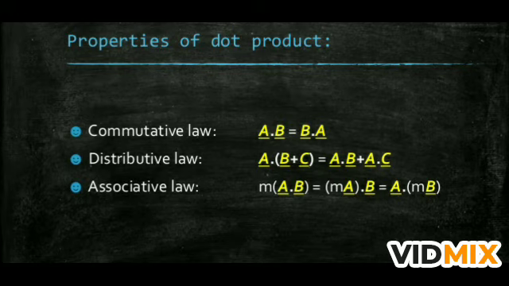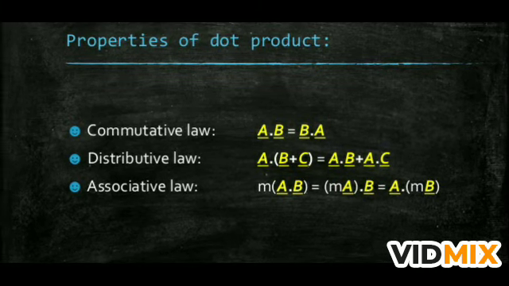And associative law, m is any value, m(A dot B) is equal to (mA) dot B or A dot (mB). Means as you multiply the numbers 4 into 5 into 2, you are getting 40. If you multiply 5 into 4 into 2, means if you interchange the position, then the value will remain the same. This is associative law. So the dot product follows commutative law, distributive law, and also associative law.